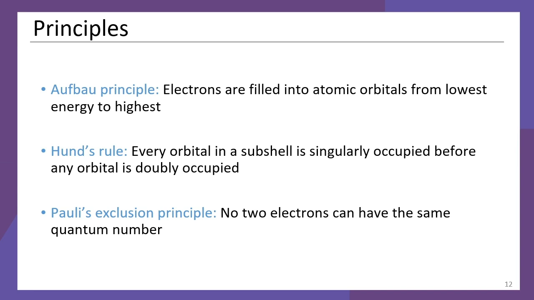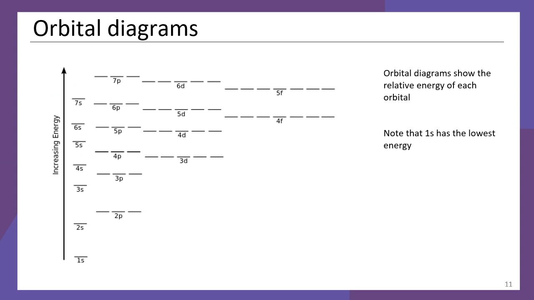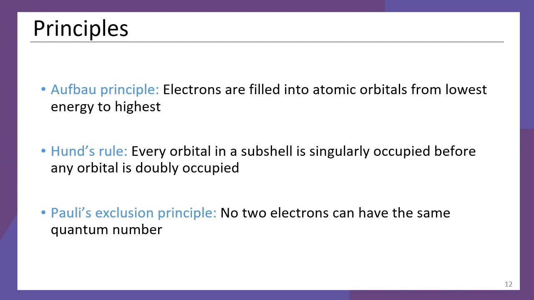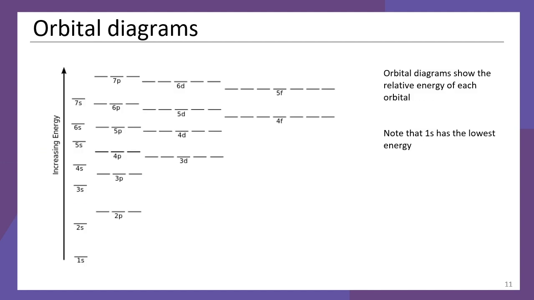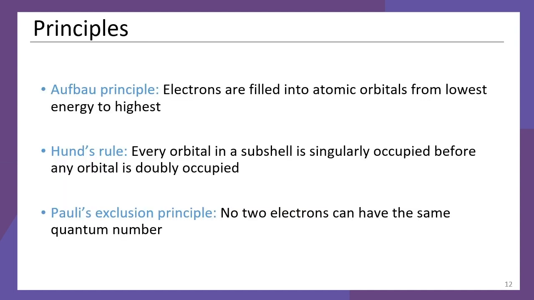So when you're writing it out, if you look at that 2p level, for example, you would need to put 1 in each of those 3 before you double up in any of them. Then you've got Pauli's exclusion principle, which says that no 2 electrons can have the same quantum numbers. We're going to go into the different quantum numbers and what that means. But essentially what that means is you can't put 3 electrons on one line. You can only have 2 electrons in any orbital, and they have to have opposite spin. So you'll do one as an up arrow and one as a down arrow.